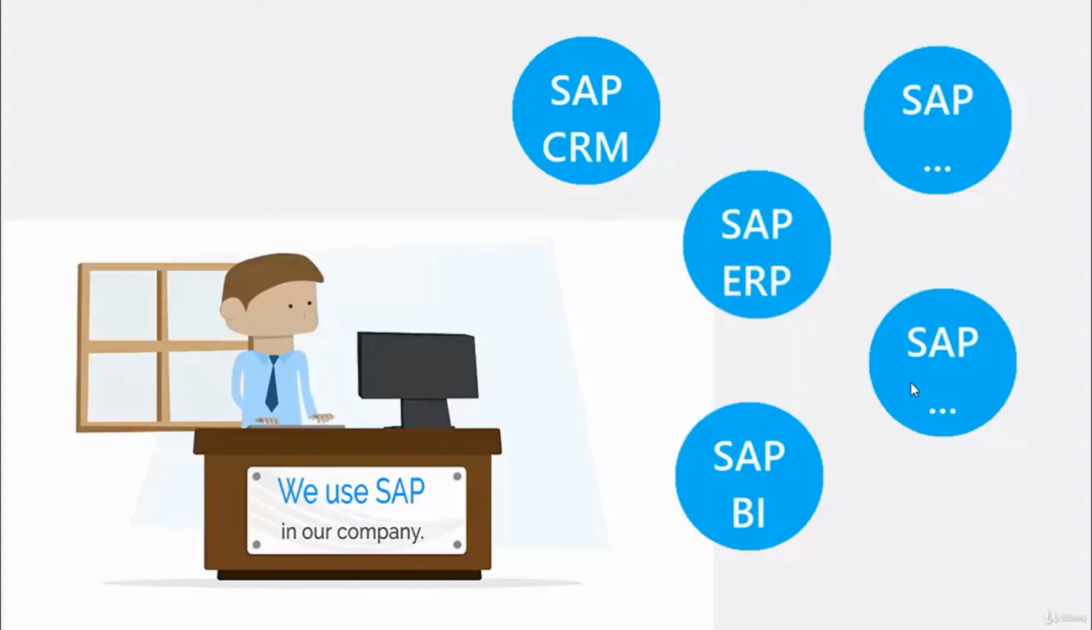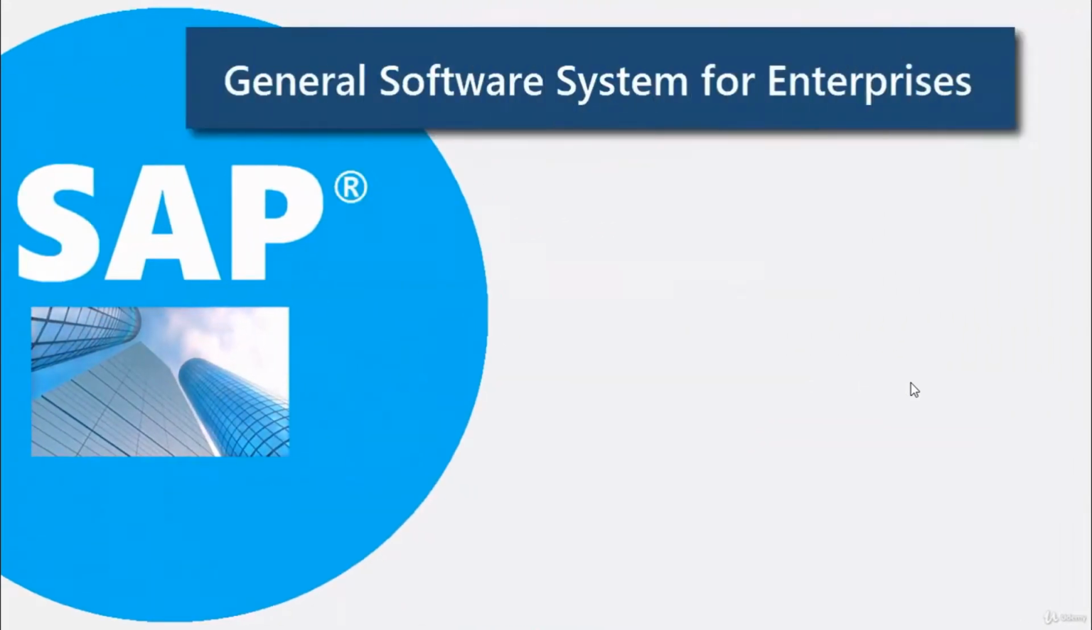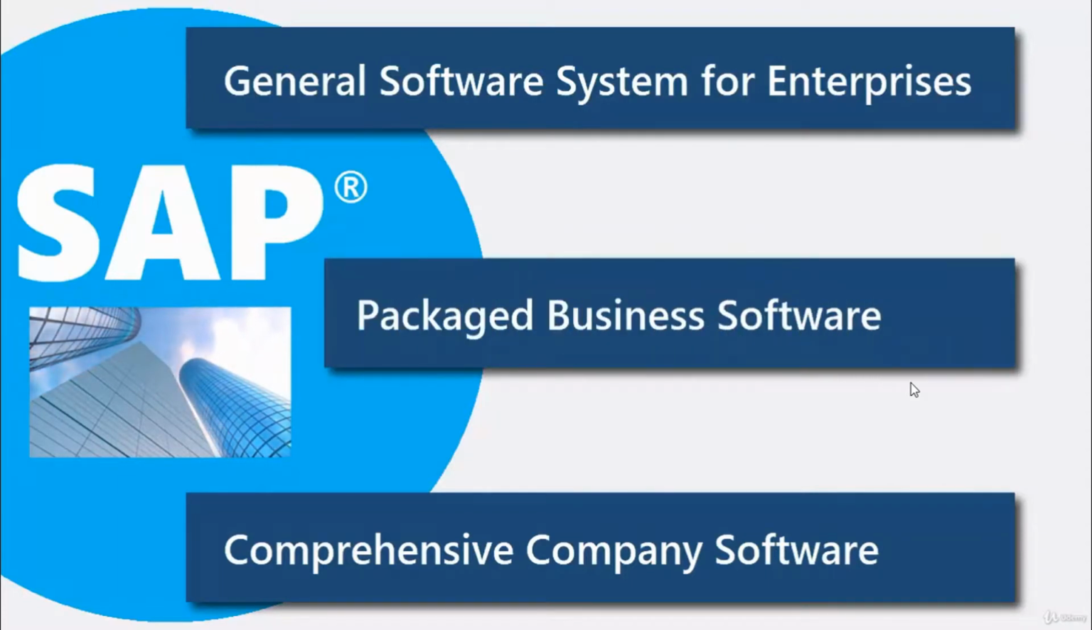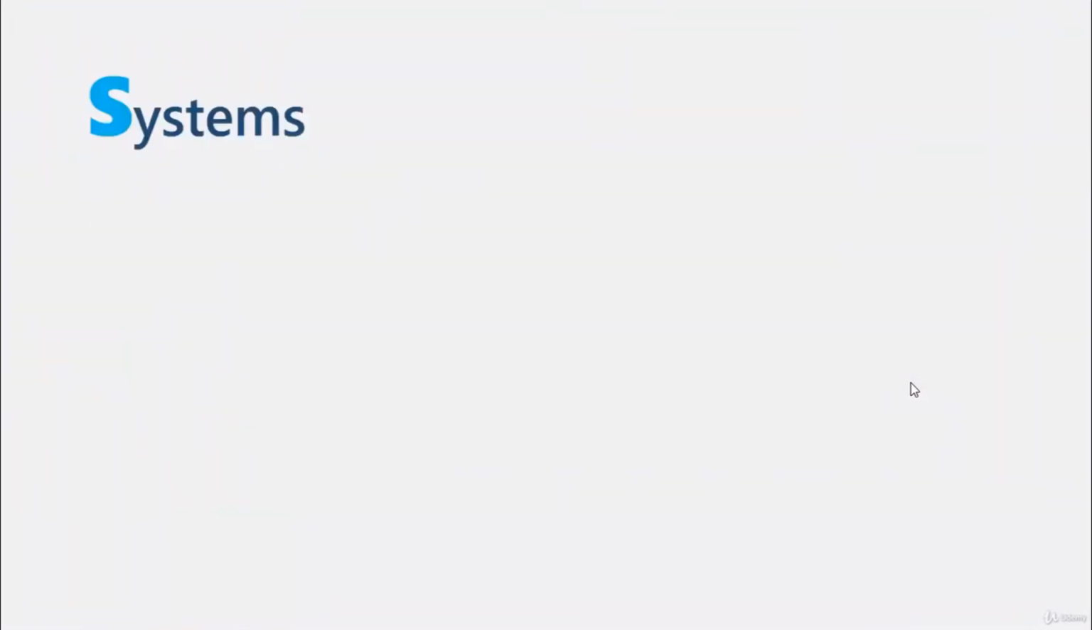However, if only SAP is mentioned, then most people think of that software the company SAP has become big and famous for. And this is a general software system for enterprises of all kinds. A comprehensive company software, or my favorite definition, a huge packaged business software. And its name is currently SAP ERP. And by the way, the three letters SAP stand for Systems, Applications and Products in Data Processing. But that's not important anymore, because SAP has become a pretty strong brand itself.